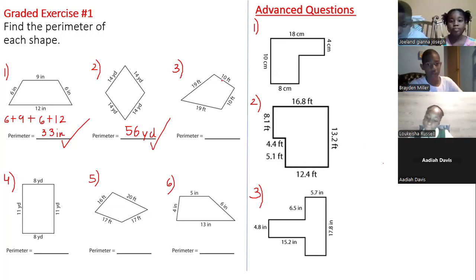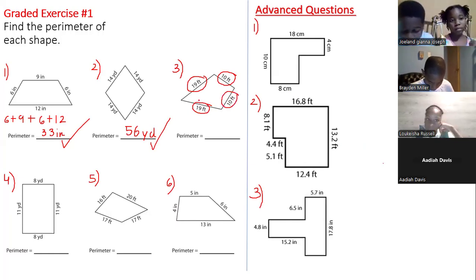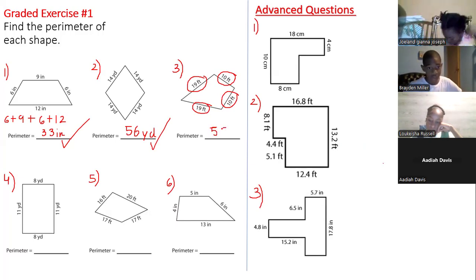Okay, so we have 19 plus 10 plus 19 plus 10. Let me add them all up. What do we get? 58 feet. So 19 plus 10 plus 19 plus 10 is 58 feet, right? Yes, sir. Good.